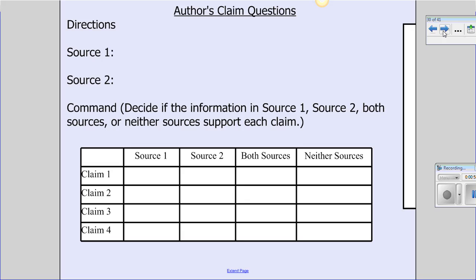Typically, an author's claim question is going to look like this. You will first see the directions, then you will see a source with information, another source with more information, and then finally you'll see your command. Decide if the information in source 1, source 2, both sources, or neither source supports the claim. Then you'll be given a graph. In this graph, you'll have your 4 claims, and then you'll have to determine which claim is supported by which source.